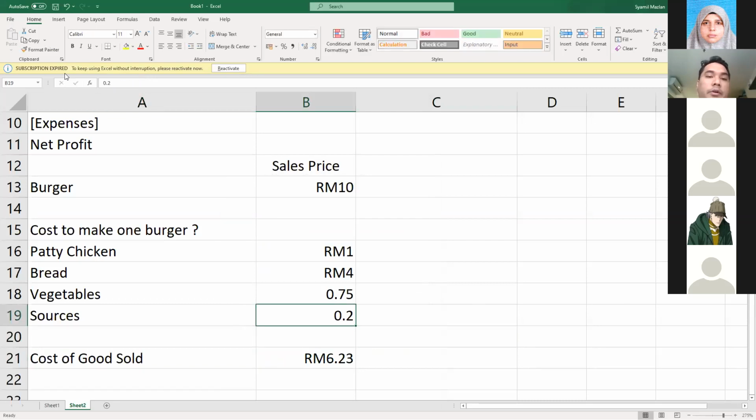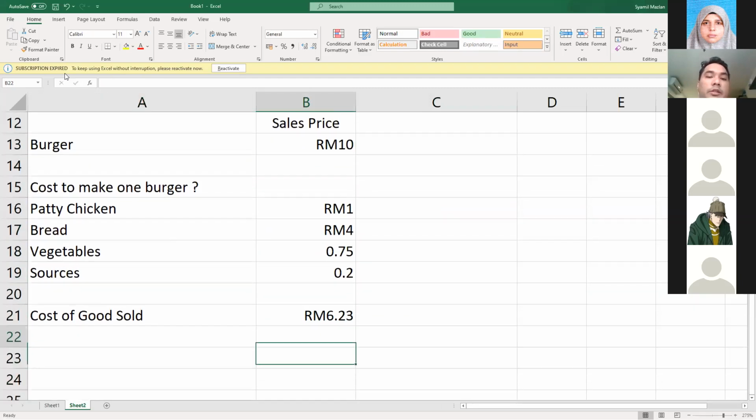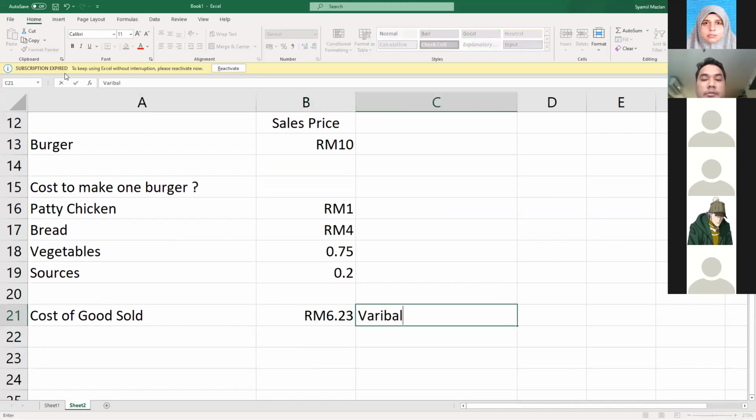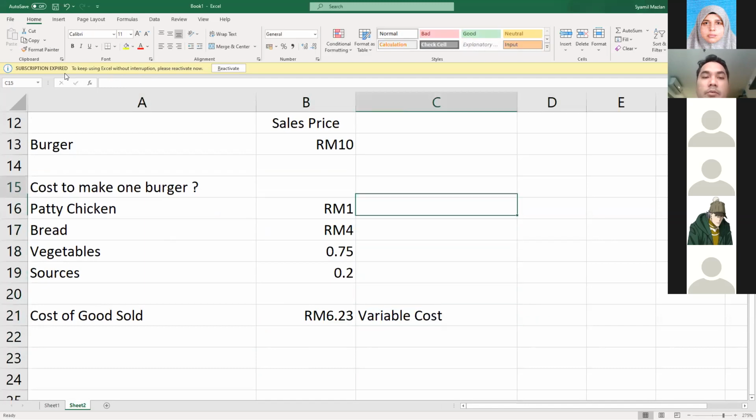What is the price for one of your products? For example, we take a burger. Your selling price is 10 ringgit, and then the cost for one burger is 6.23. So this is what we call a variable cost. What do you mean by variable cost? Variable cost means that as your production increases, your cost increases.